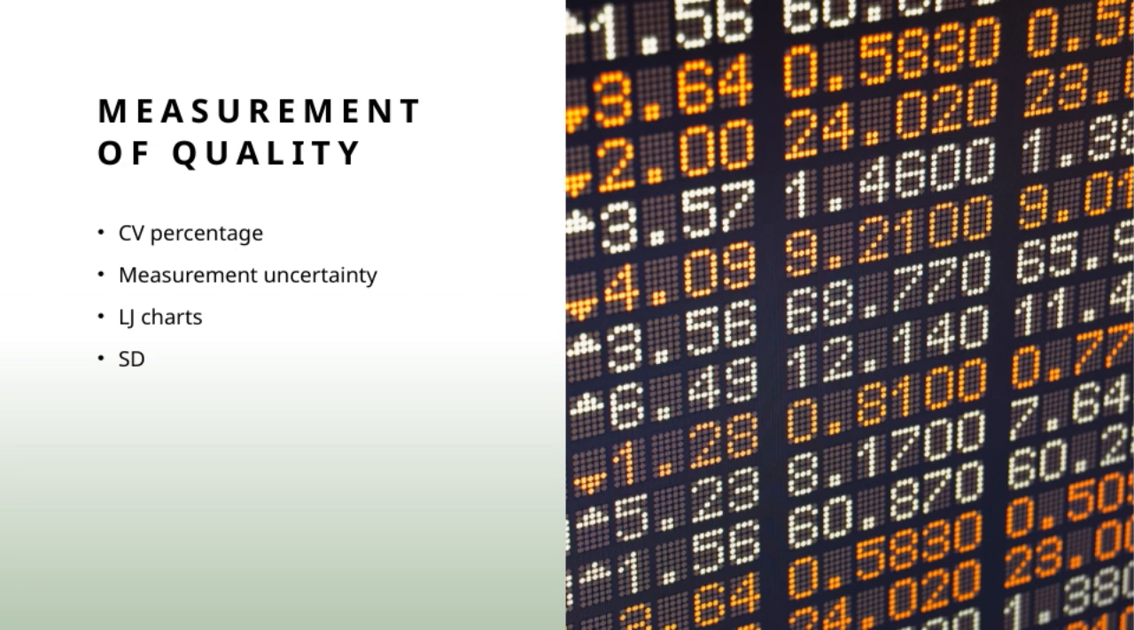Then we come to LJ charts, which are useful tools for visualizing and analyzing measurement data over time or across different conditions. They help us spot trends and identify areas that need improvement. Following that, SD, or standard deviation, is a fundamental statistical measure that tells us how spread out our data points are around the average. It's a key indicator of the variability in our process.